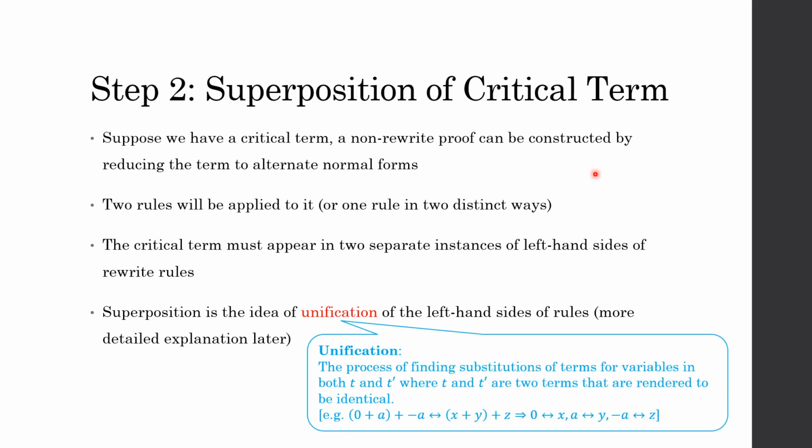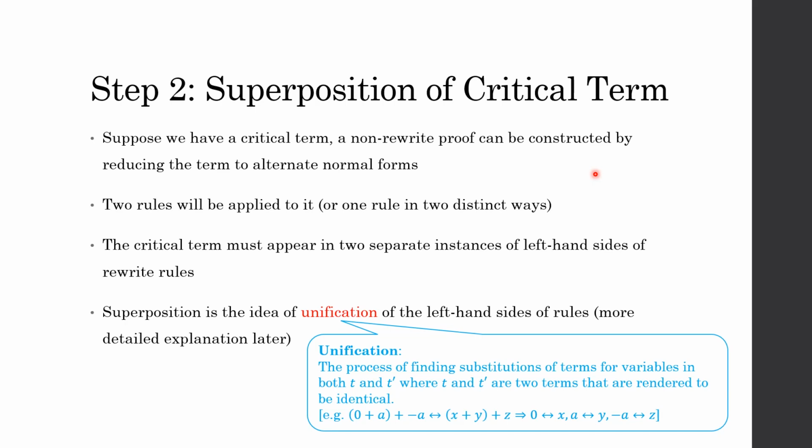Okay, so step 2 of understanding the Knuth-Bendix completion is to understand what superposition of critical terms is. I'm going to define it over the next few slides. Suppose we have a critical term and the non-rewrite proof can be constructed by reducing the term into alternate normal forms, like what we've seen in the previous slide. So two rules will be applied to it, or one rule in two distinct ways.